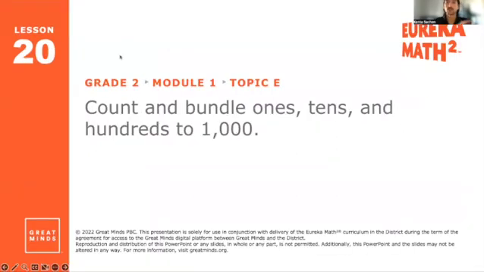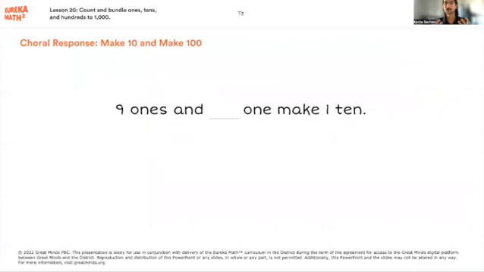Starting today, we're going to practice counting and bundling with our ones, tens, and hundreds all the way to this number. What's this number, everyone? Yeah, 1,000. Good, good, good. Okay, so here's our warm-up. We're going to try to make 10 and make 100.